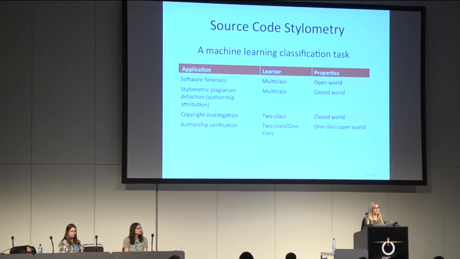And we can also apply source code stylometry to copyright investigation, where we have 2 parties in the dispute. So it's a 2-class problem, and it's a closed world problem because we know both of the sides in the dispute. And in authorship verification, we would like to answer, this person who claims to have written this piece of source code, did they really write it, or did someone else write it? And this is kind of a 2-class, 1-class formulation, which we will look into in detail later. And this is an open class problem because this was either written by the claimed person or it was written by someone that we have no idea about.